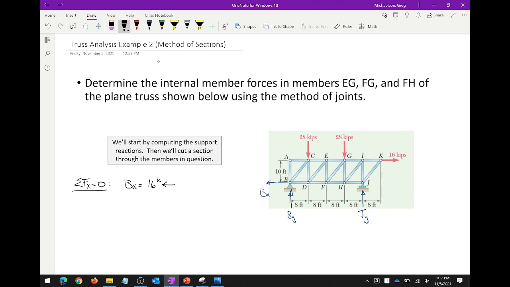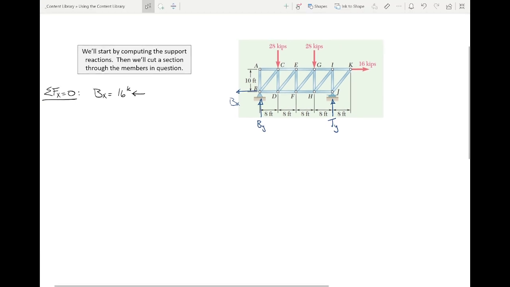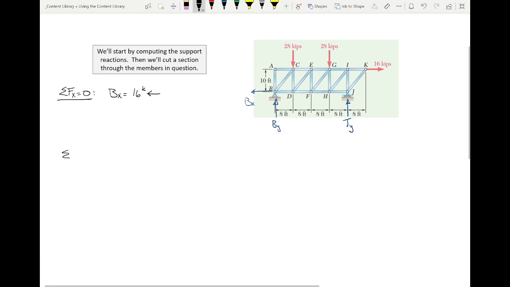So what I will then do is I will sum moments at B in order to determine the vertical reaction at J. So let's sum moments at B. And so what do we got? Well, we don't need to consider the horizontal and vertical reaction that goes through B because they generate no moment about B. Do the two 28 kip loads generate moment at B? I would say so, right? Do those generate positive or negative moments about point B?